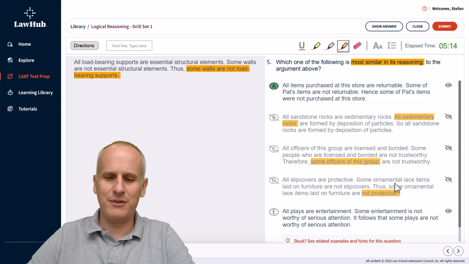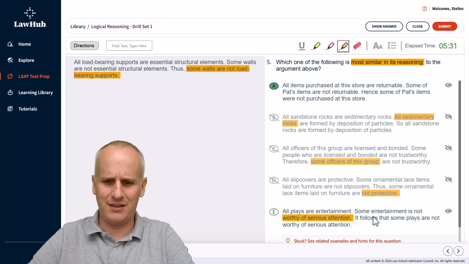Then choice E, we've got all plays are entertainment. So if play, then entertainment. Some entertainment is not worthy of serious attention. Well, we've changed terms entirely here. So we don't even really need to continue with this answer choice because we introduce serious attention from the all plays are entertainment. And we go, well, there's a big logical term shift here. So we can eliminate choice E. And of course, choice A is our correct parallel argument. And you can practice more problems like this or move to our next video where we'll discuss question 6 from this same set.